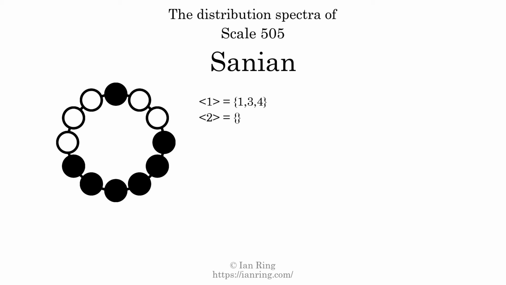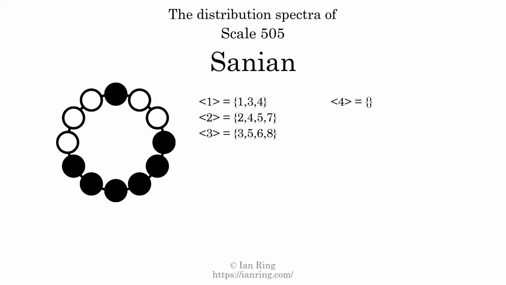The generic interval of 2 scale steps comes in 4 different specific interval sizes: 2 semitones, 4 semitones, 5 semitones, and 7 semitones. The spectrum width of this generic interval is 5. The generic interval of 3 scale steps comes in 4 different specific interval sizes: 3 semitones, 5 semitones, 6 semitones, and 8 semitones. The spectrum width of this generic interval is 5.